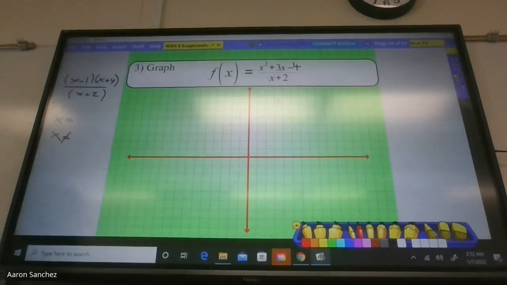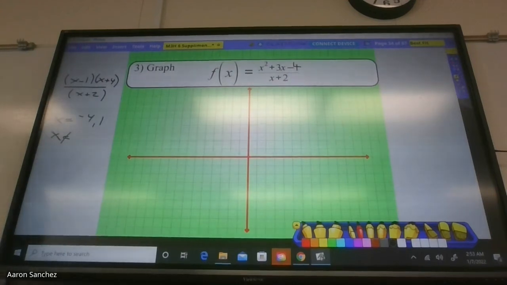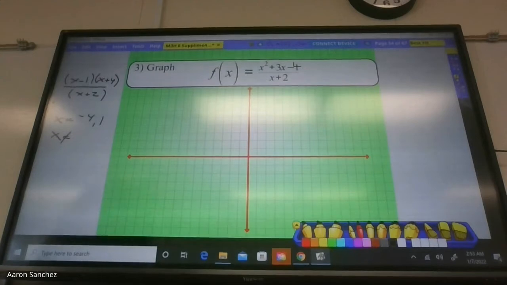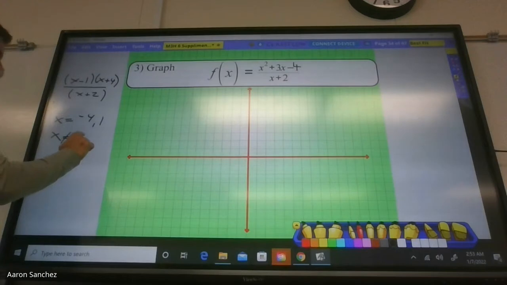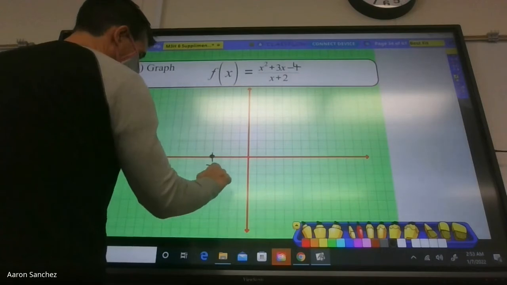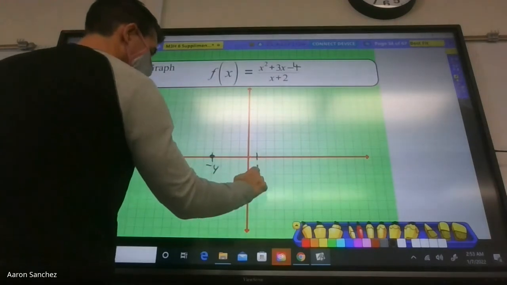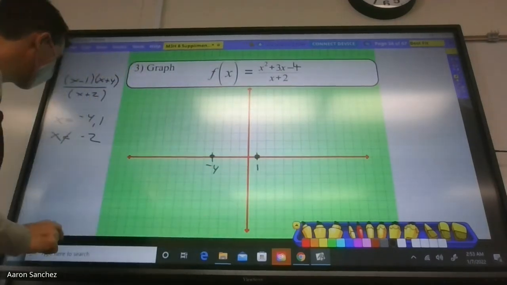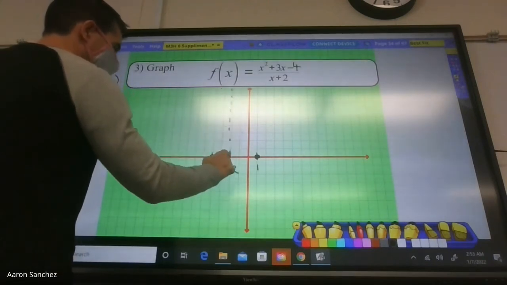All right, Juliana, give me my zeros. Okay, very good. -4 and 1. We did it in order. All right. Cool. Ashley, give me my asymptotes. -2. So you guys put those there. 1, 2, 3, 4. -4 and 1. So you put the points there because you have to hit those points, right? And -2. And we have our asymptote at -2.